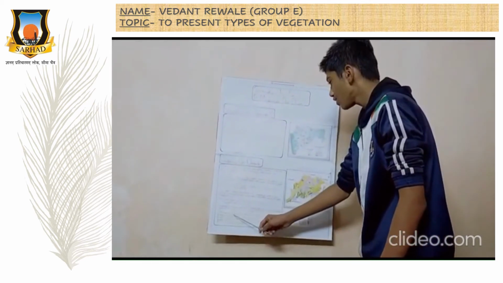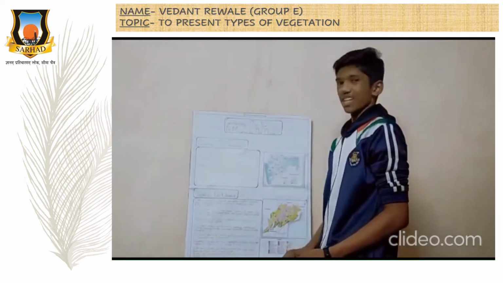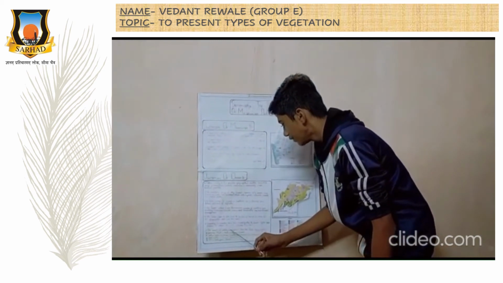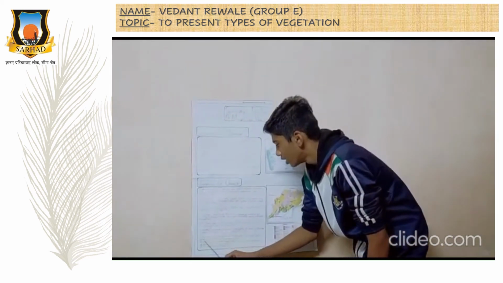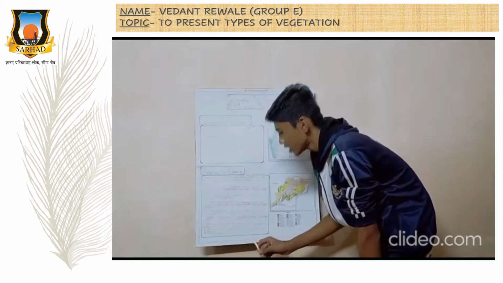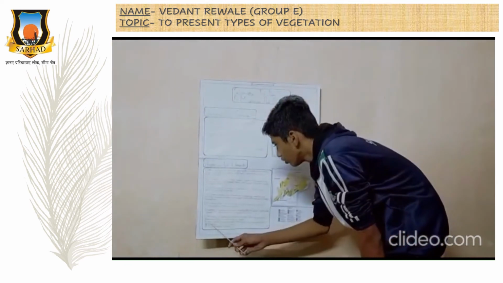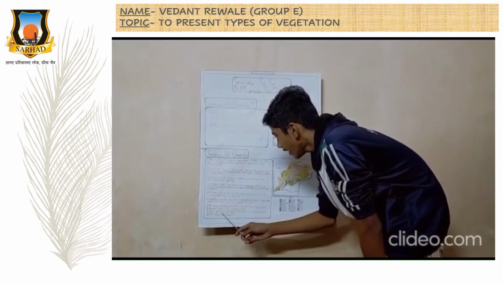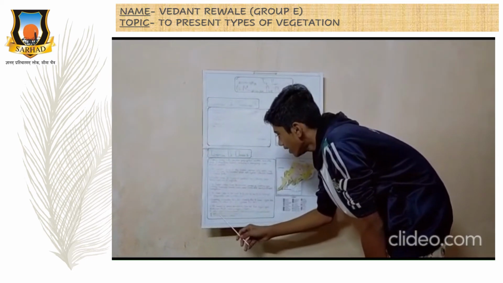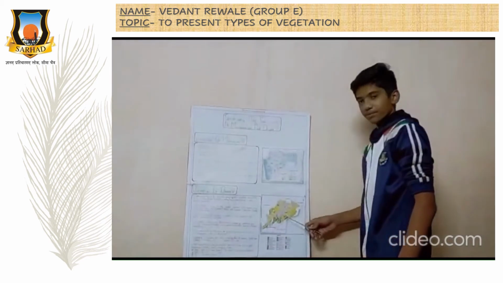The forests of Odisha are divided into 4 major types. Let's see the 4 major types. First, tropical semi-evergreen forest. Second, tropical moist deciduous forest. This forest is also known as the monsoon forest. Third, tropical dry deciduous forest. Fourth, tidal mangrove forest. Let's see the map.